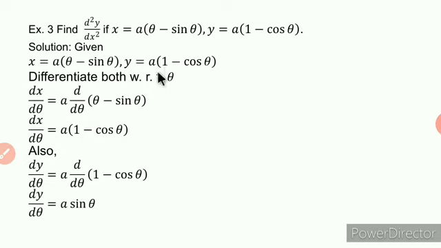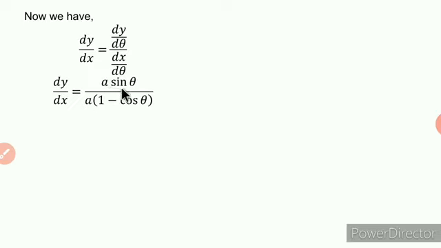Now since both x and y are parametric functions of theta, by using the derivative of a parametric function, we have dy by dx is equal to dy by d theta divided by dx upon d theta. Substituting their corresponding values, we get dy by dx is equal to a into sin theta divided by a into 1 minus cos theta. Now we observe that a cancels in both numerator and denominator. Now we substitute the value of sin theta using the half angle formulae, and the value of 1 minus cos theta as 2 sin square theta by 2.